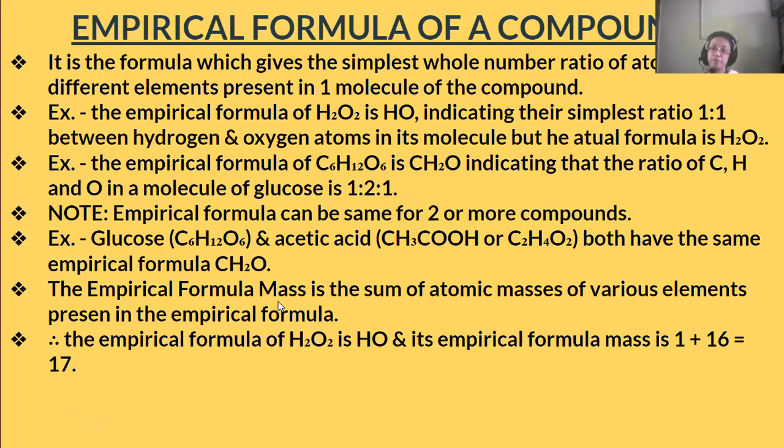formula mass. Okay, so the empirical formula of H2O2 is HO, therefore the mass of HO is 1 + 16, that becomes 17. So the empirical formula mass of H2O2 is 17.